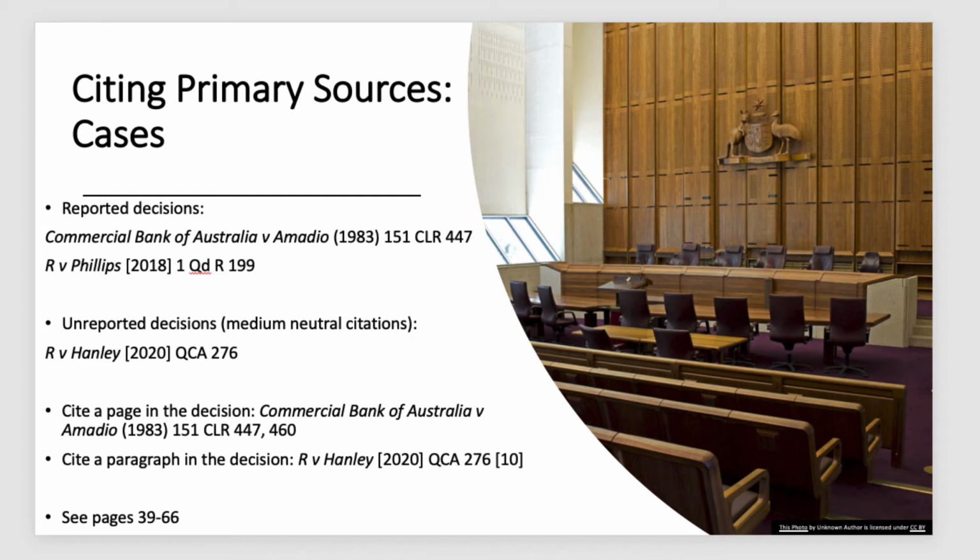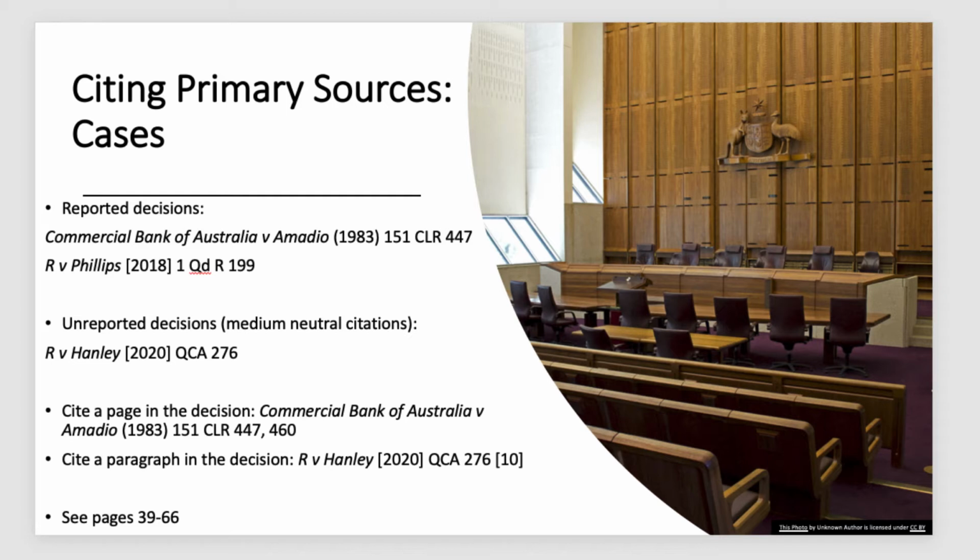Unreported decisions, now these are judgments that have not been reported in a law report series by a publisher. These always have square brackets. In the age of the internet, we can still access unreported court judgments from the superior courts that have not been published by a publisher, and we locate them through the relevant court websites. More on citing unreported decisions shortly.